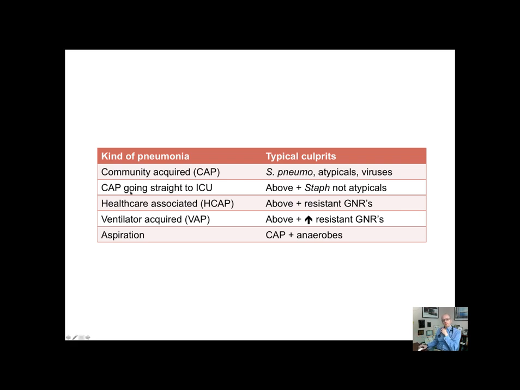But the sicker the patient is, if they're going straight to the ICU, maybe 5 or 10% of them are from staph, and the atypicals just don't typically make you that sick, with the exception of legionella in fragile people. If instead this is a floor hospitalized patient who then gets pneumonia after being in for heart failure or dialysis, then you worry about resistant gram-negative rods and staphylococcus more than you would in community-acquired. And in ventilator-acquired pneumonia, you just get more of that bad resistant junk. Aspiration pneumonia is caused by the same things that cause community-acquired pneumonia, plus anaerobes.